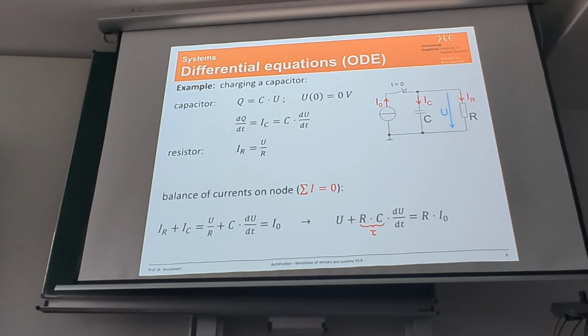And this here is the constant tau. And then we can say, okay, this current here, this is the input signal, what we call x, and the multiplication with the R, that's what we called the constant K on the last slide.